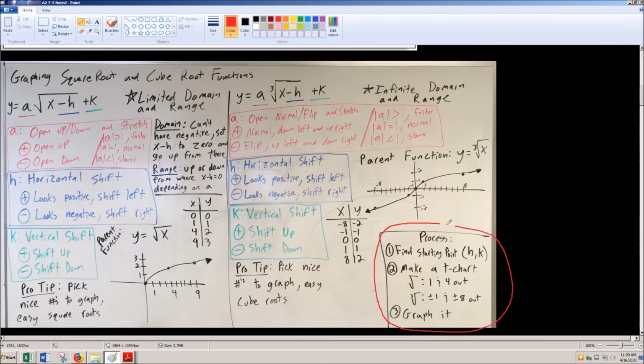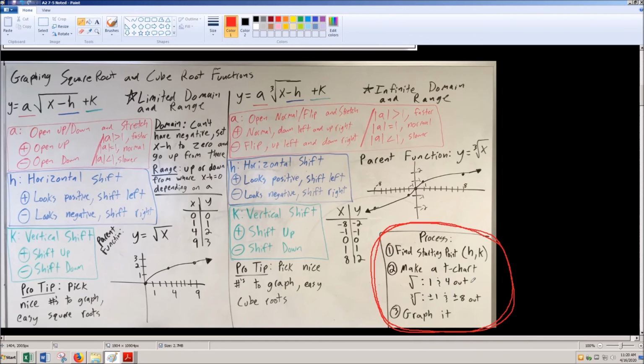Once I find my h, k value, I go to the left and to the right, and I want to pick nice numbers. For a t-chart for my square root function, I'm going to go 1 unit out and 4 units out, and I'll explain why that is in a second. For a cube root function, I will want to go in both directions, so that's why we see plus or minus here, 1 unit out and 8 units out. This is because this is what's giving me nice cube roots. This is what's giving me nice square roots.